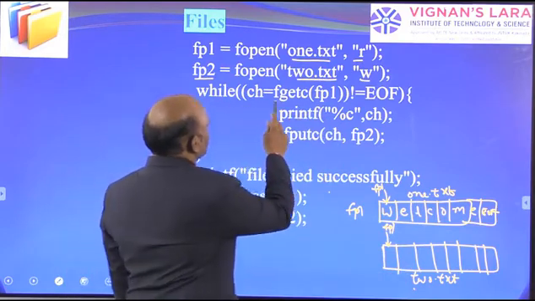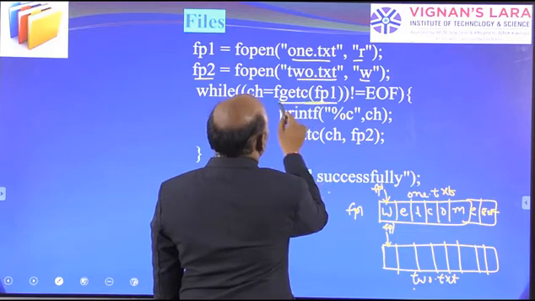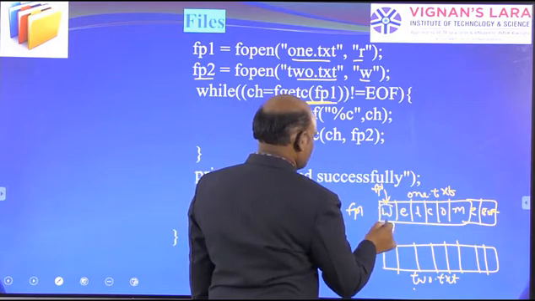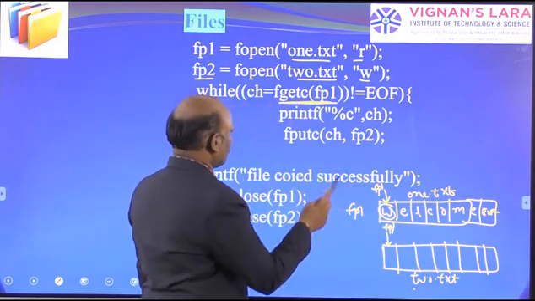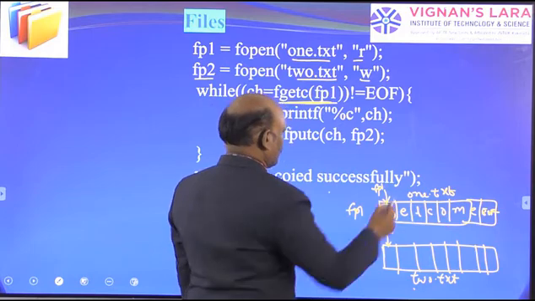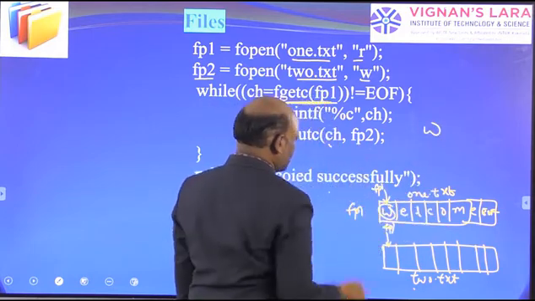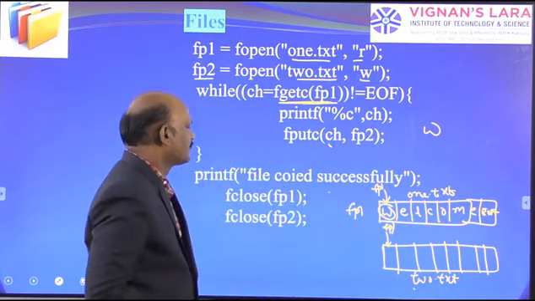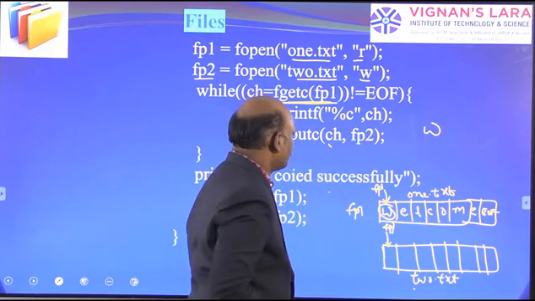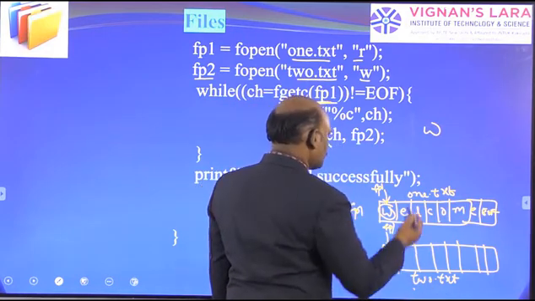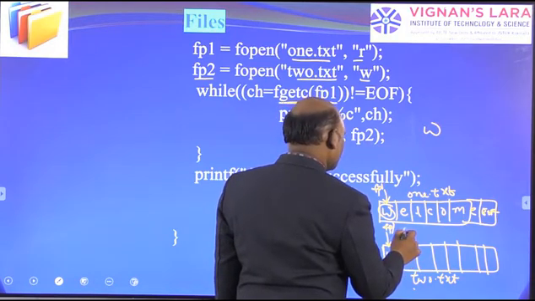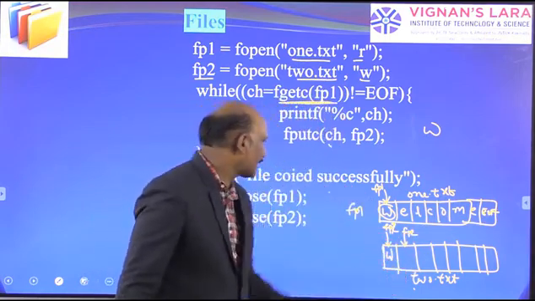For that, while ch equal to fgetc of fp1, read the character from the first file. This ch is W. It is not equal to end of file. So print it onto the monitor, and also put it into the second file, fputc of ch comma fp2, which means put that character into the 2.txt file. After fputc is executed, file pointer fp2 will be moved forward. Now it points to the second position.